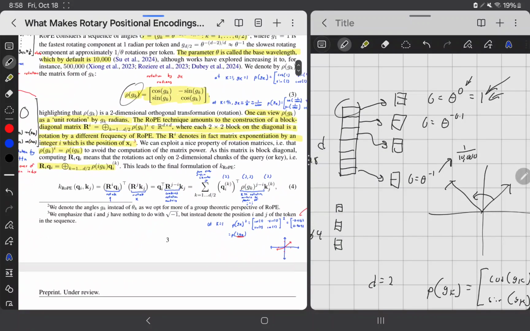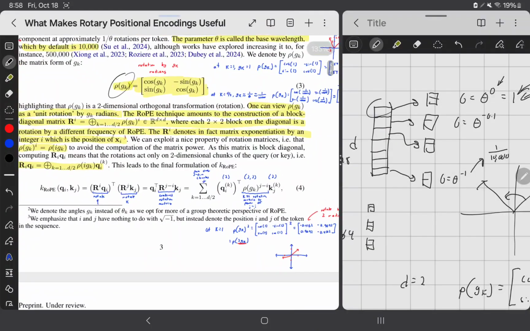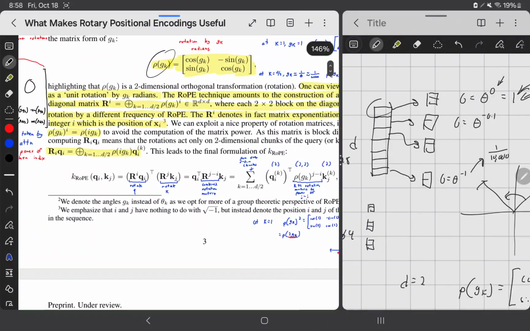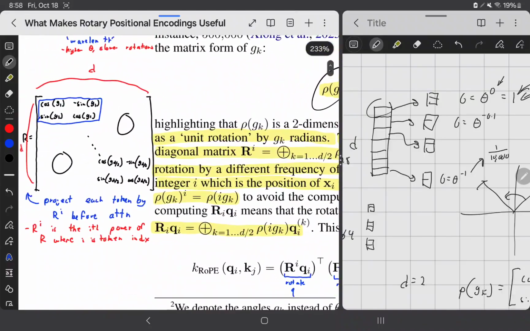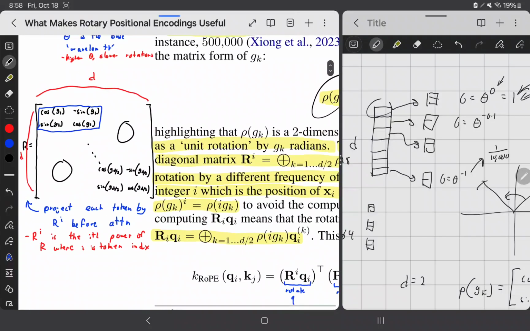They spell it out better over here. Basically, you're going to define this R matrix, and this R matrix is just going to be a big diagonal matrix that looks like this. It's a D by D matrix, and you're going to use that to rotate every vector. And what you're going to do is define R to the power of i, where i is the ith index in the sequence.